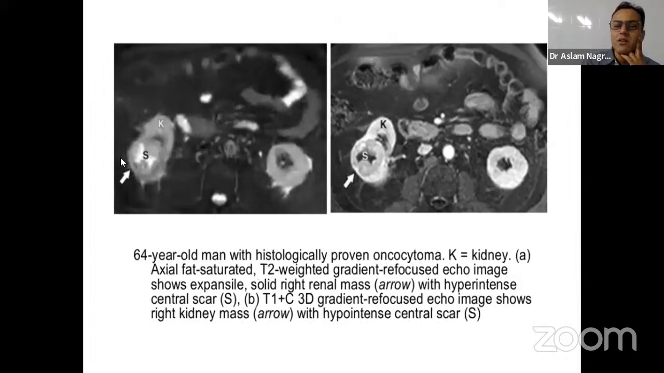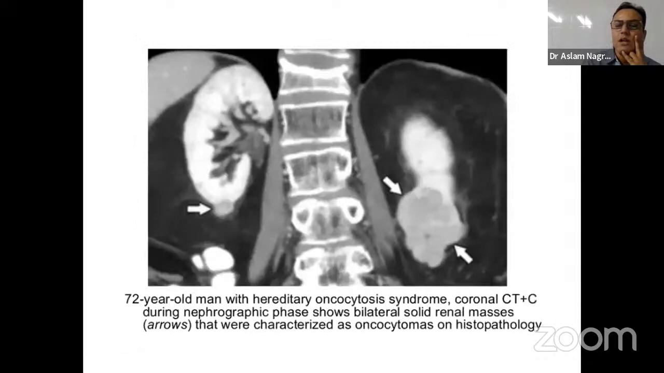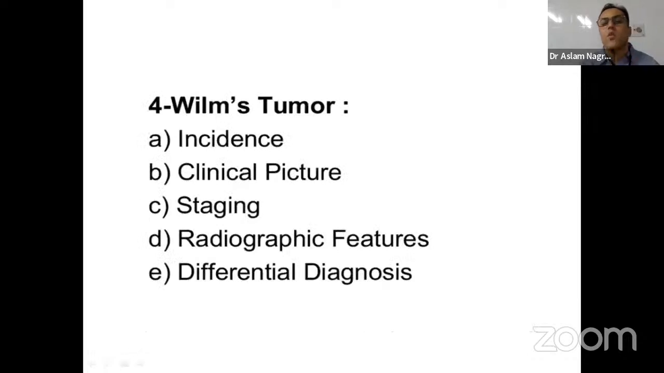Another image on the MR. This is a 64-year-old man showing a central scar, which shows a hyperintensity here. A CT contrast image, the lower pole showing a mass with a central hypodense area. And we have a small lesion here as well. So RCC and oncocytoma, we are trying to differentiate based on the imaging characteristics. We are trying to collect the evidence. If we see anything else, the central scar is one of the helpful criteria.